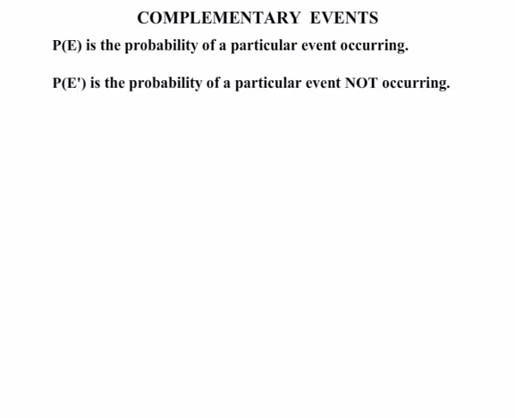Now in this lesson we'll be doing some work on complementary events. Now P(E) is the probability of a particular event occurring, and P(E') is the probability of a particular event not occurring. And that's often referred to as the complement or the complementary event of P(E).